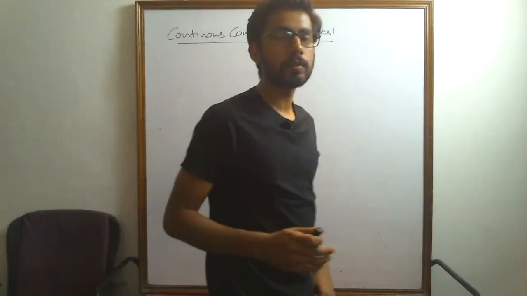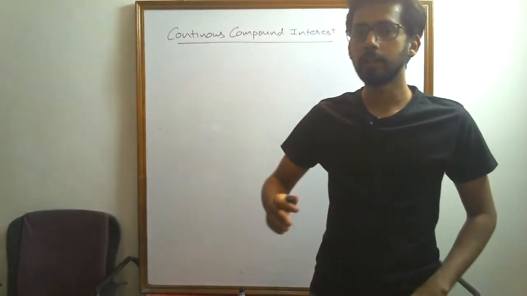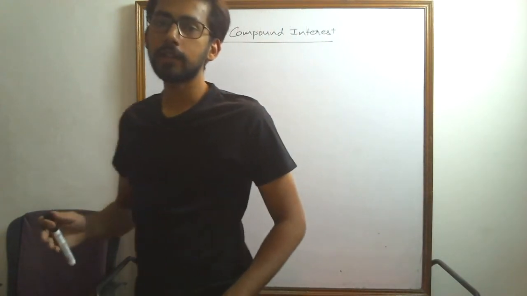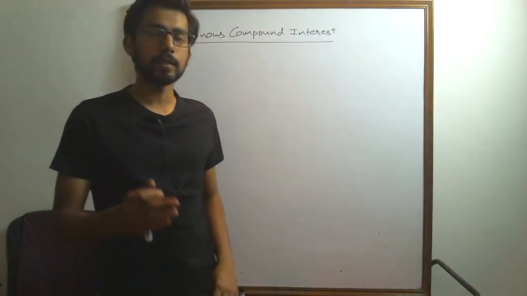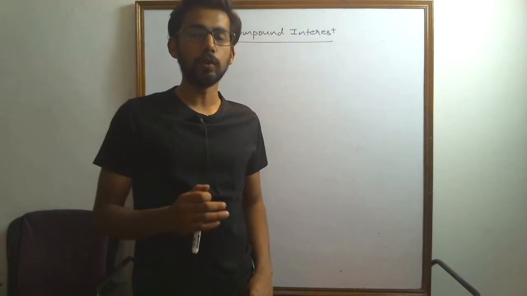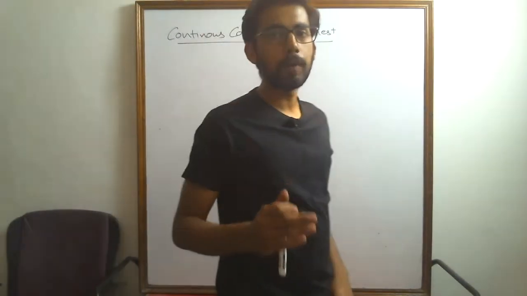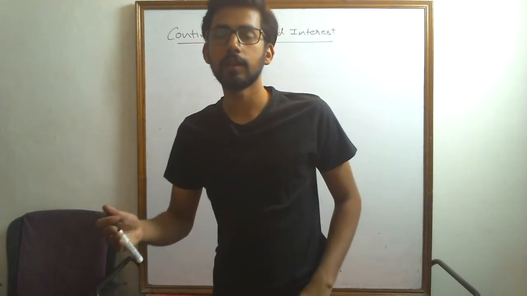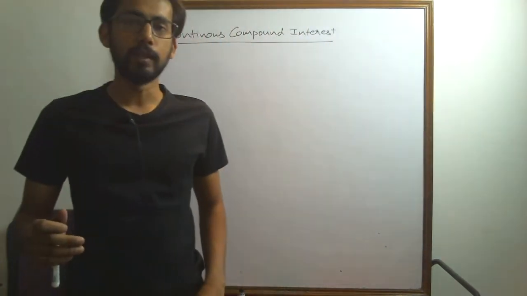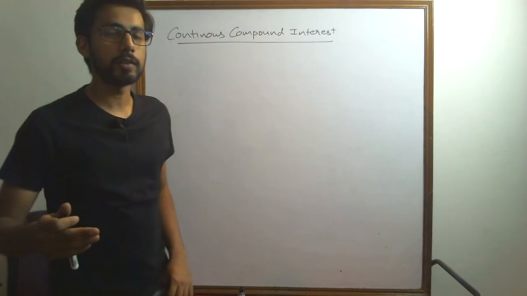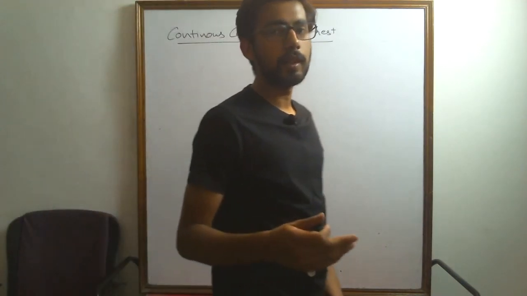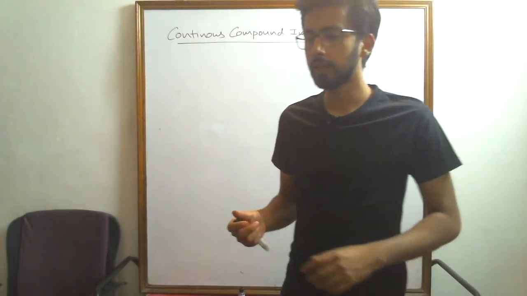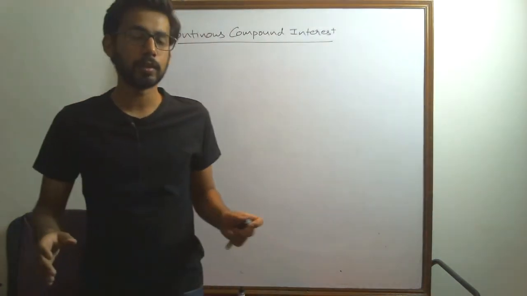Now, compound interest is different from simple interest in a way that simple interest gives us interest on the principal only, whereas in compound interest we get interest paid to us or given by us on the interest as well. So interest on interest is given in compound interest. Let's take an example to understand.